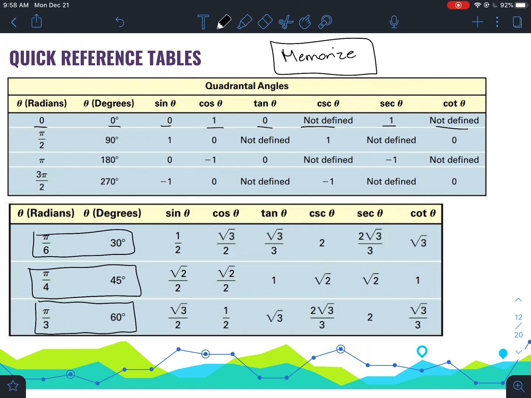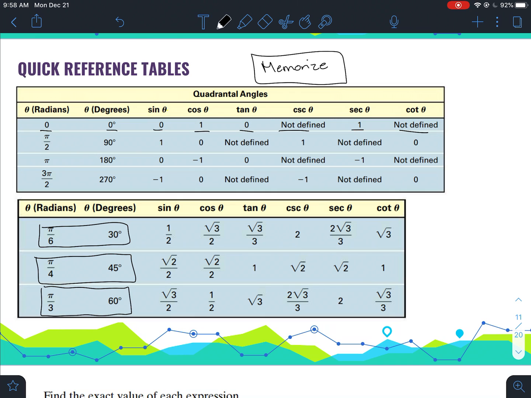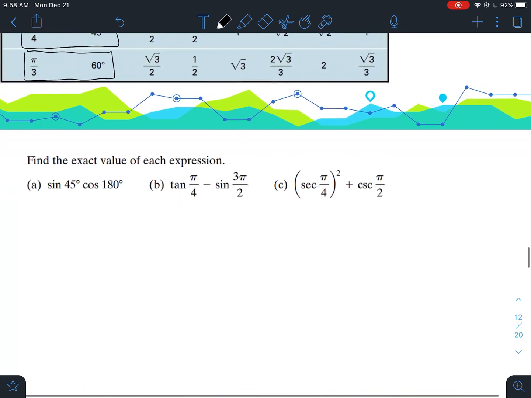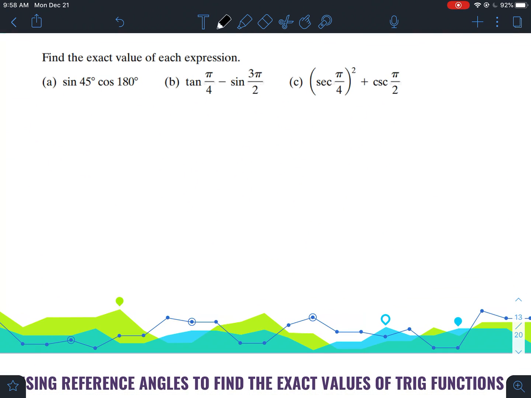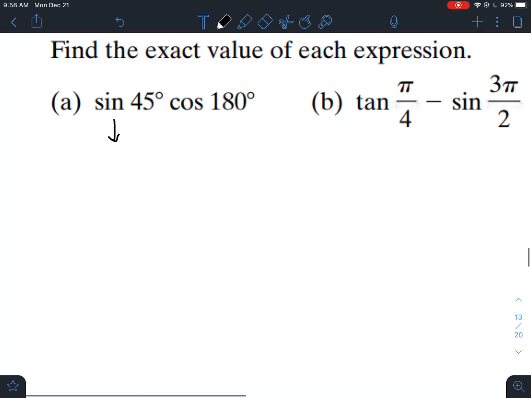So you should work on memorizing these tables or knowing how to come up with them quickly using the triangles and the unit circle. I would probably just memorize them. So I would work on memorizing those tables the next couple of nights. All right. So let's find the exact value of each of these expressions from those tables.